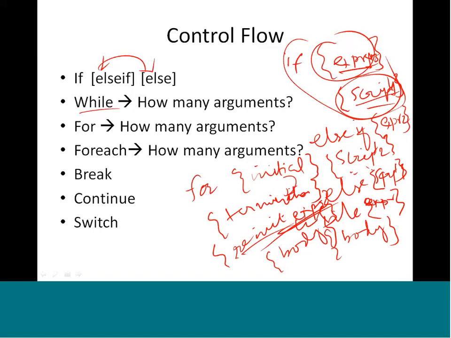Now comes foreach. How many arguments do you think foreach takes? So this one, 1 2 3 4. The for command takes 4. This takes 3. How many do you think foreach takes?